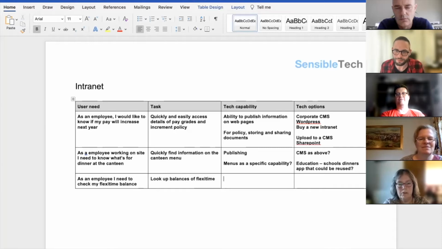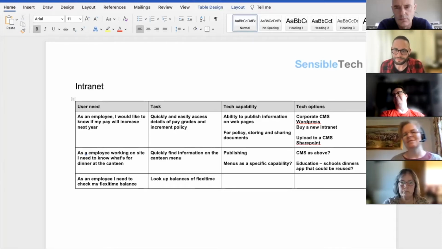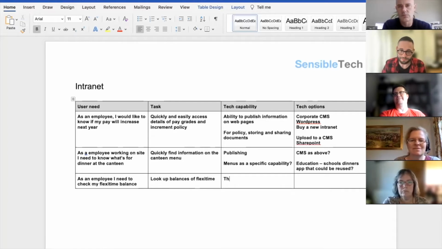Okay, what's that tech capability, Nick, would you say? Sorry, it's read at the moment via a third-party system. Yeah, so it's the third-party system, for access via the intranet. There's a link.